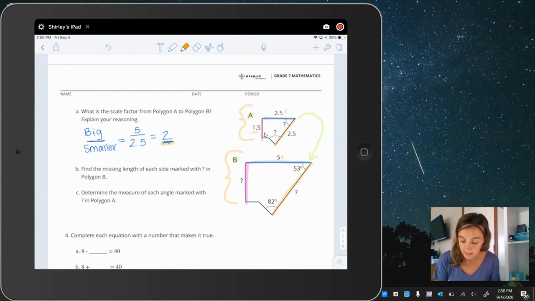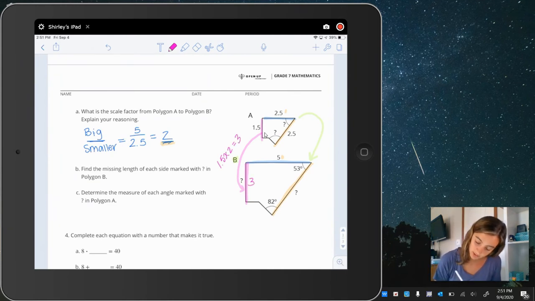To figure out my side length here, 1.5, let's erase these. Let's use pink so that it matches. So I need to figure out from here to here. My scale factor tells me that I can take the original side length, multiply it by 2, and it's going to give me the new side length. If you need to use your calculator, 1.5 times 2 gives you 3. So this side length is going to be 3.